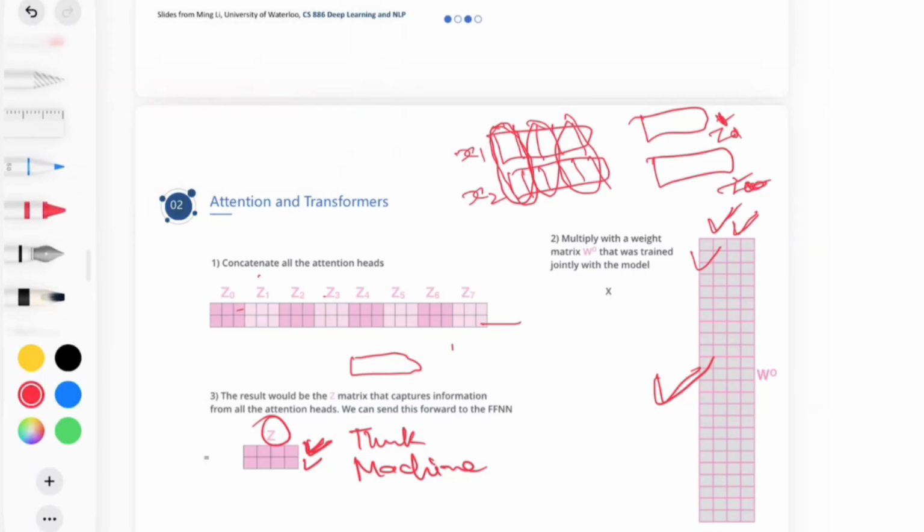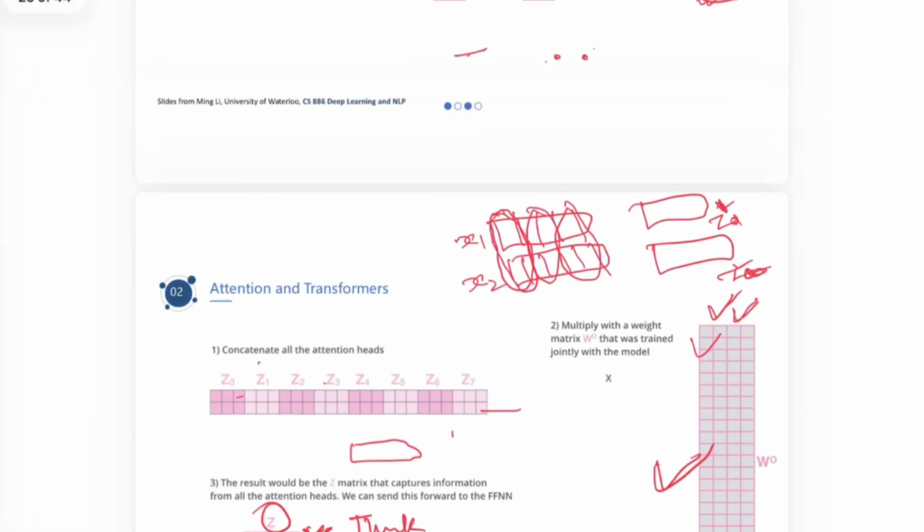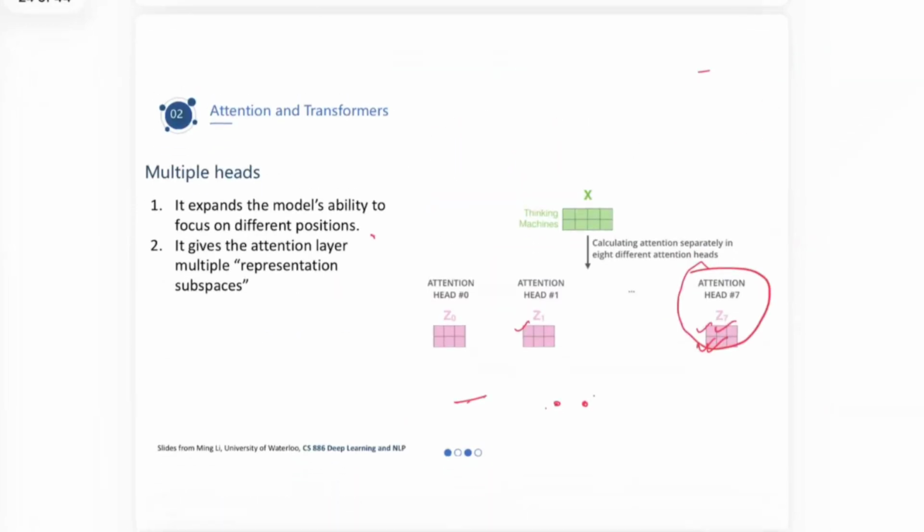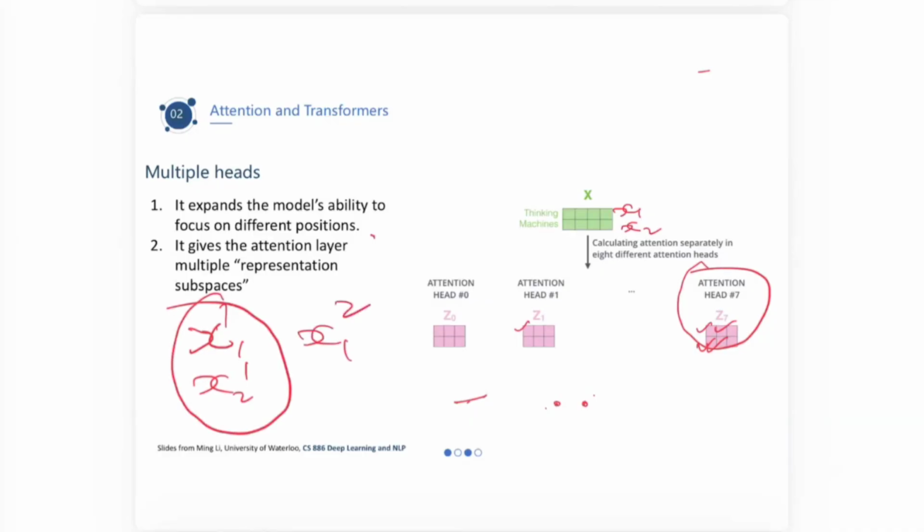No, it's not happening actually. Like for thinking, suppose x1 is your thinking and this is x2. Now you have divided x1 into 8 parts. So now you are taking the first part like x11 and x21. This is your first part. Similarly, you have x12, x22. This is the second part. And similarly, we each have eight parts.